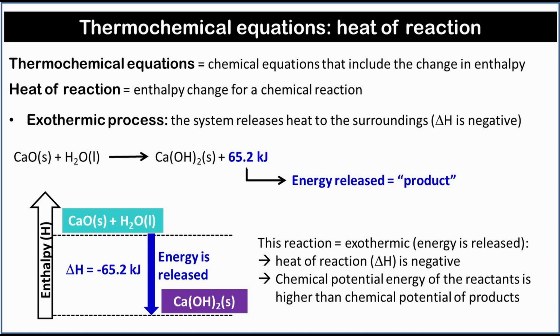Thermochemical equations are chemical equations that include the change in enthalpy. The heat of reaction is defined as the enthalpy change for a chemical reaction. In an exothermic process, the system releases heat to the surroundings. In the thermochemical equation for an exothermic process, the energy released is considered as a product. Since the chemical potential of the reactants is larger than the chemical potential of the products, the enthalpy change is negative, as shown in this figure.